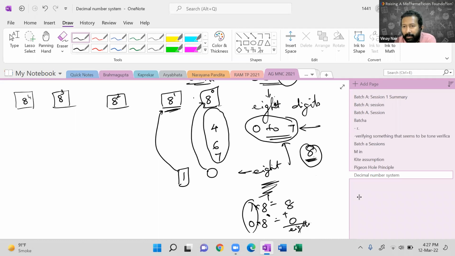What will 1, 1 represent? Can people send it on chat? What will 1, 1 represent in this? Just send it on chat to me.